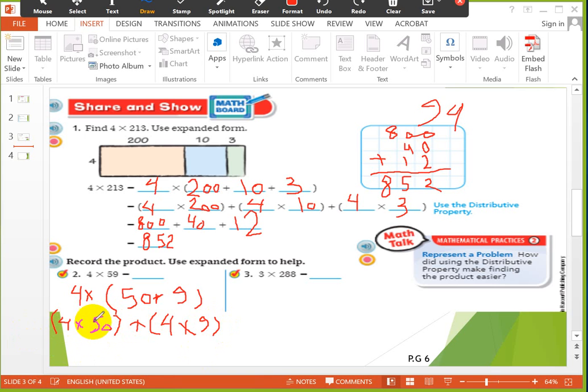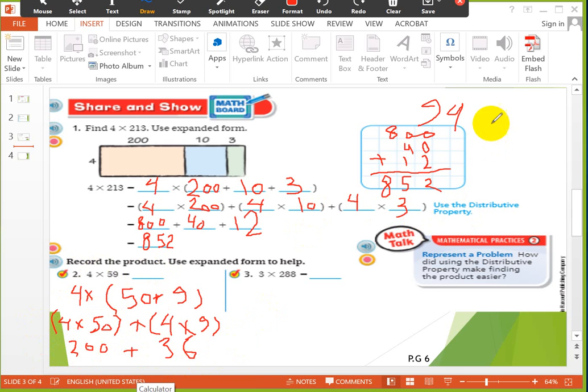I will multiply 4 with the 5 and put 1 0 next to the answer. So 4 multiply 5 equals 20. Put 1 0, it will be 200. Plus 4 multiply 9 equals what? 4 multiply 9 equals 36, girls. Please memorize the multiplication table. Now, to find the final answer, I have to add 200 with 36.